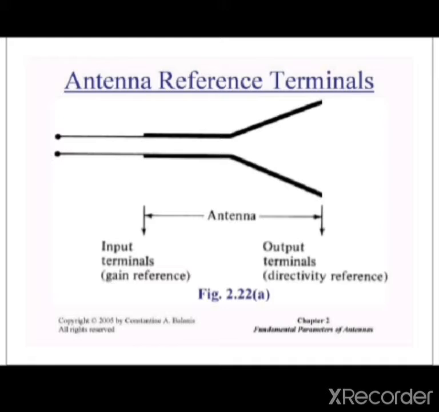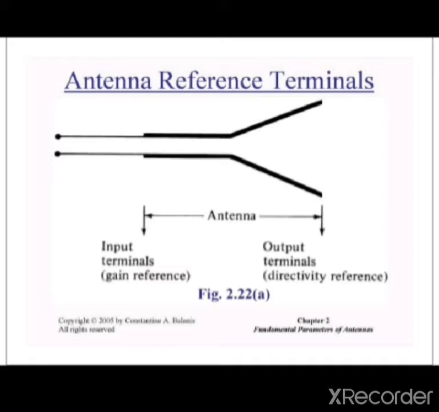We apply that the receiving power is equal to 100 watts into 1 minus gamma square. The receiving power is 96 watts, so 1 minus gamma square is equal to 96 by 100. Then gamma square is equal to 1 minus 96 by 100, which is 4 by 100. Then gamma is equal to the square root of 4 by 100, that is 2 by 10. So the gamma value is equal to 0.2.